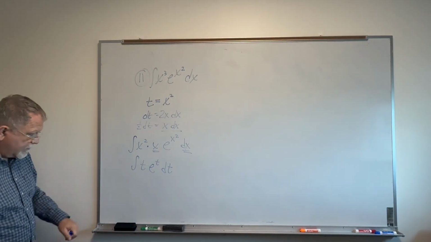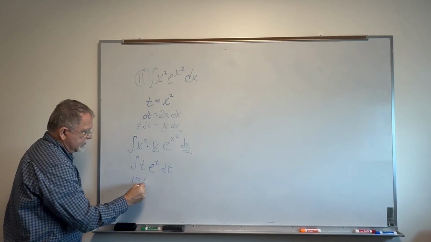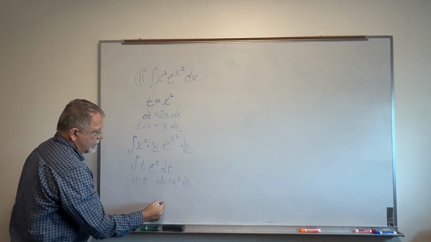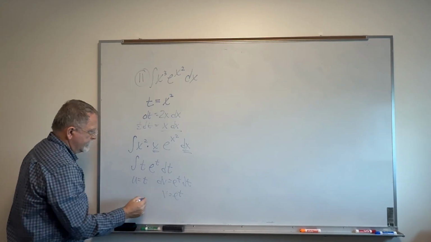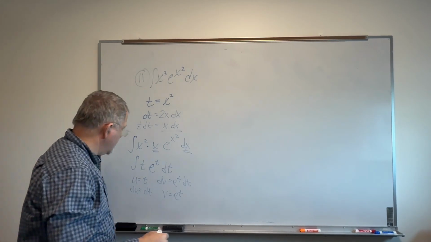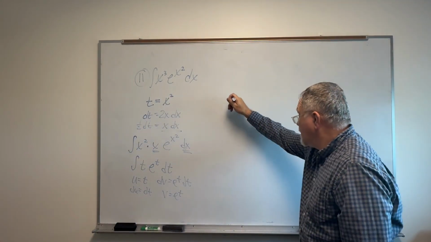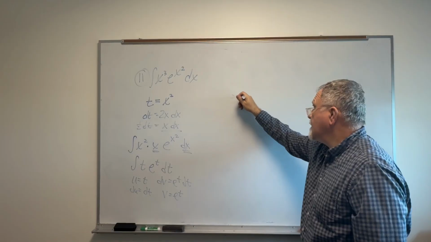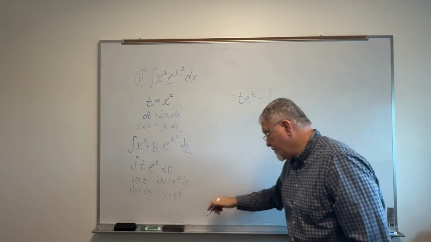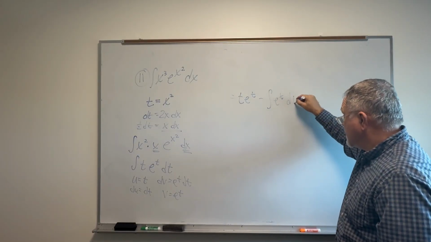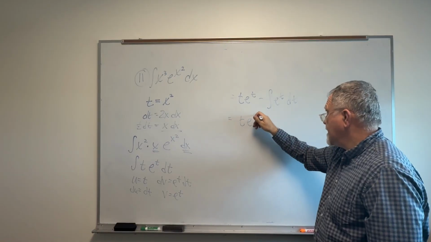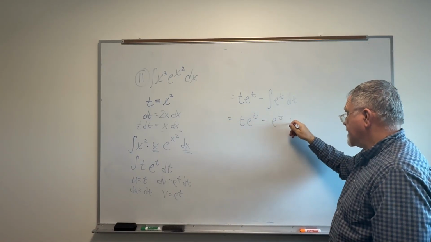Now I'm going to be able to use integration by parts. So I'm going to let u equal t, dv equal e to the t dt. So then v is e to the t, du is equal to 1 dt. And I'll set up my integral, u times v. So that's t e to the t minus the integral of v du. So that's e to the t dt equals t e to the t minus e to the t plus a constant.